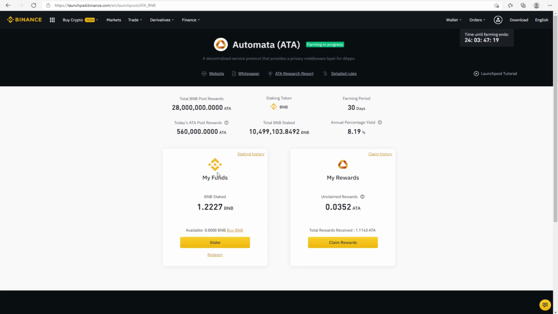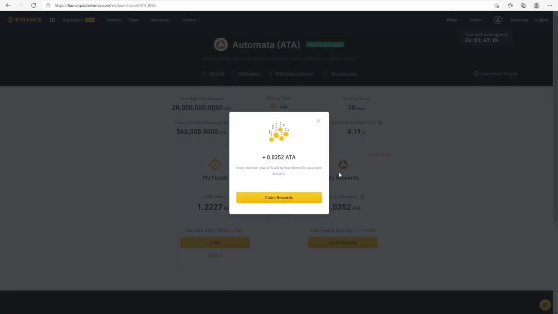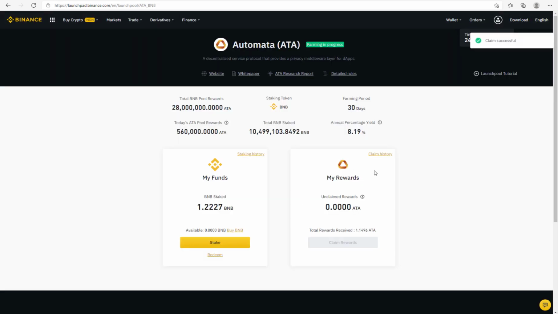Currently, I am farming BNB with 1.22 BNBs, and I have already claimed some rewards. You can see here your rewards. My rewards on claim right now is 0.0352. However, you can always click on claim to always update your spot account.